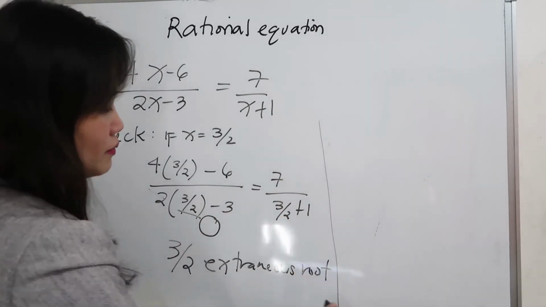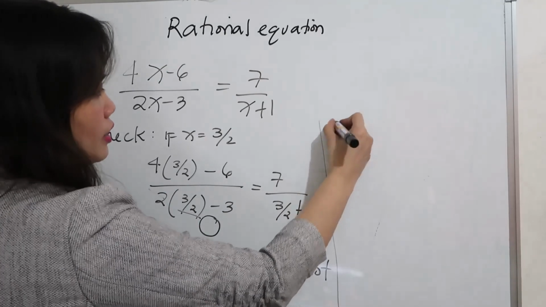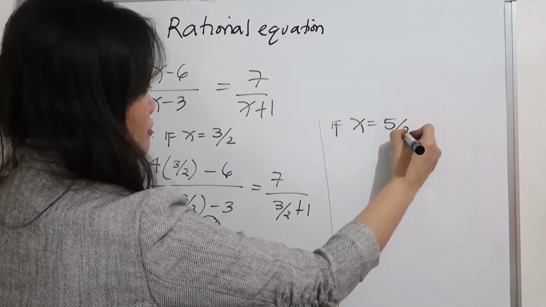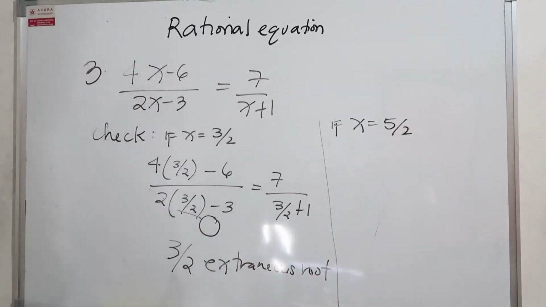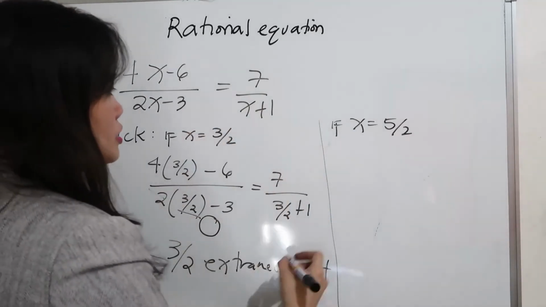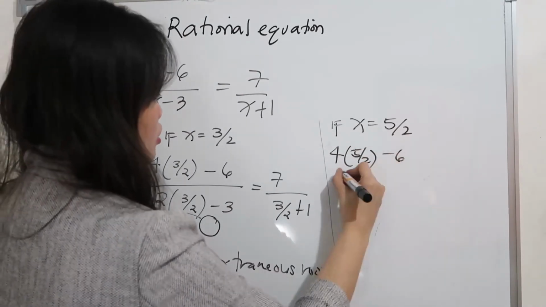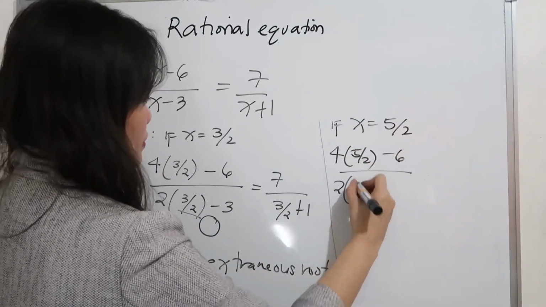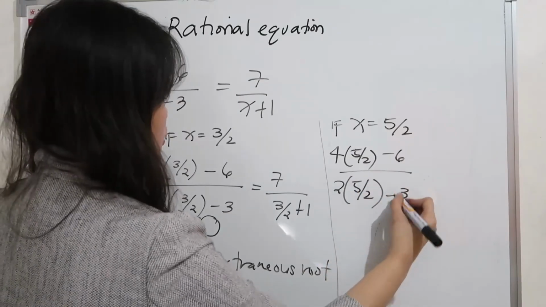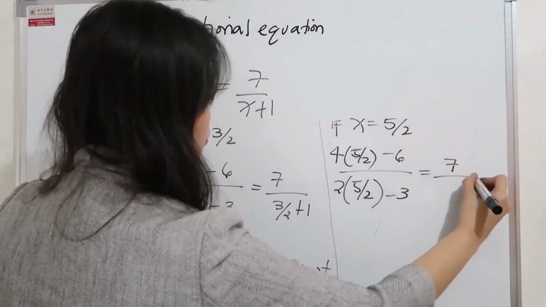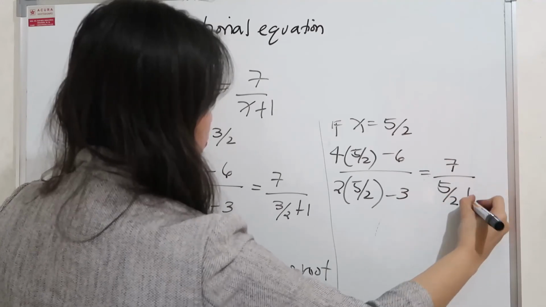What about 5 halves? If x equals 5 halves, let's try to find out if it's also extraneous or not. So we need to substitute. We have 4 multiplied by 5 halves minus 6 over 2 multiplied by 5 halves minus 3 is equal to 7 over 5 halves plus 1.